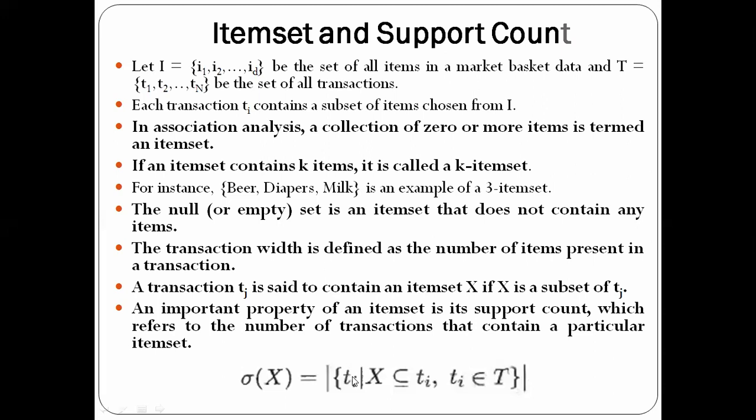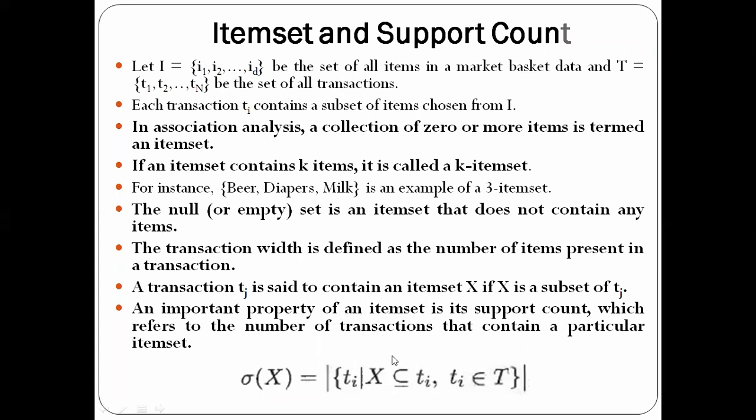The transaction is denoted by Ti. Such that this item set should be a subset of that transaction. If that item set is present in the transaction, then that will be considered as one count in the support count. So just remember, support count is the number of transactions in which that item set is present. In total, in how many transactions the item set is present, that is called the support count of an item set.